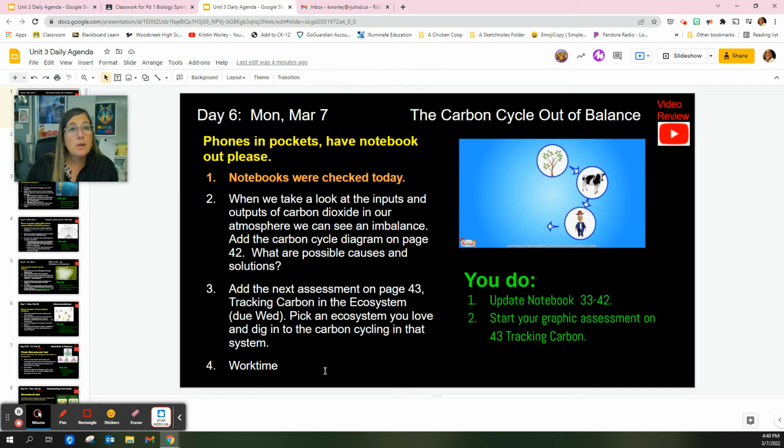And then we had a little bit of work time today. So you look over here on the right-hand side. This is the homework for the day. So again, they're updating their notebook to make certain that pages 33 through 42 now are complete. And they're going to start in on their graphic assessment on tracking carbon.